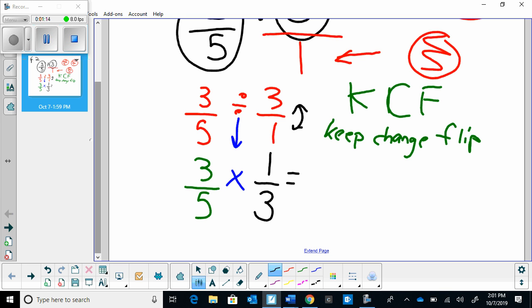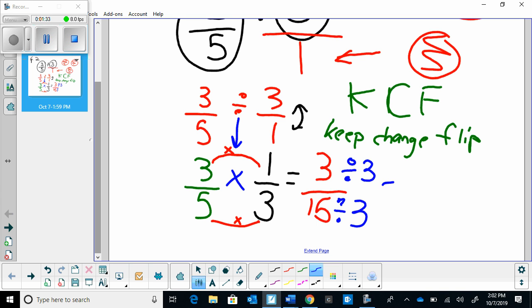And then from here we solve exactly like we did for 6.1. 3 times 1 is 3. 5 times 3 is 15. But we know that we're not quite done because we can still reduce this fraction by dividing the top and the bottom number by the same amount. So I can divide the top and the bottom by 3 to get 1/5, and that would be my final answer.